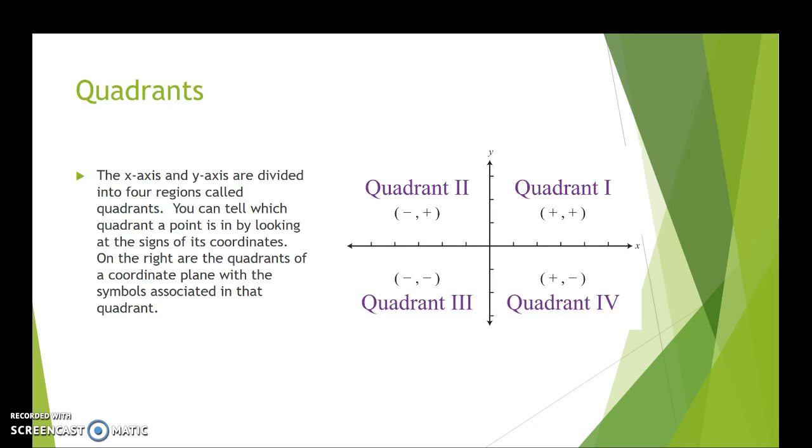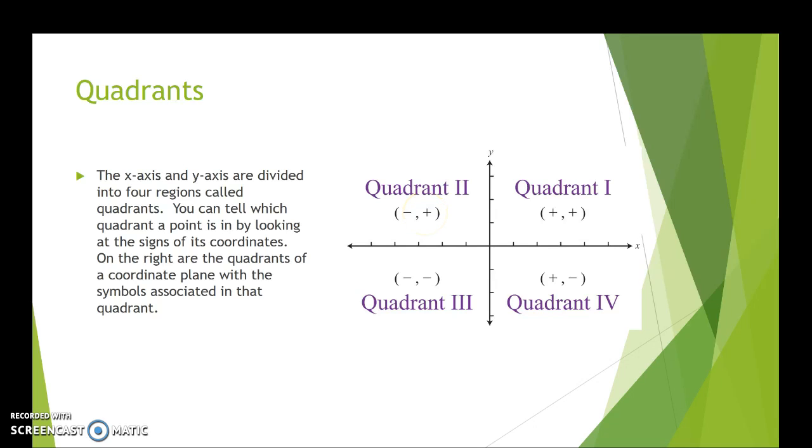So for instance, here we have quadrant 1. In quadrant 1, your x-axis value will be positive and your y-axis value will be positive. In quadrant 2, your x-axis value is negative, whereas your y-axis value is positive. Quadrant 3, both are negative. In quadrant 4, your x-axis is positive and your y-axis is negative. So you're going to have to recognize points on your coordinate plane and determine whether it's in quadrant 1, 2, 3, or 4. And this is what it looks like.